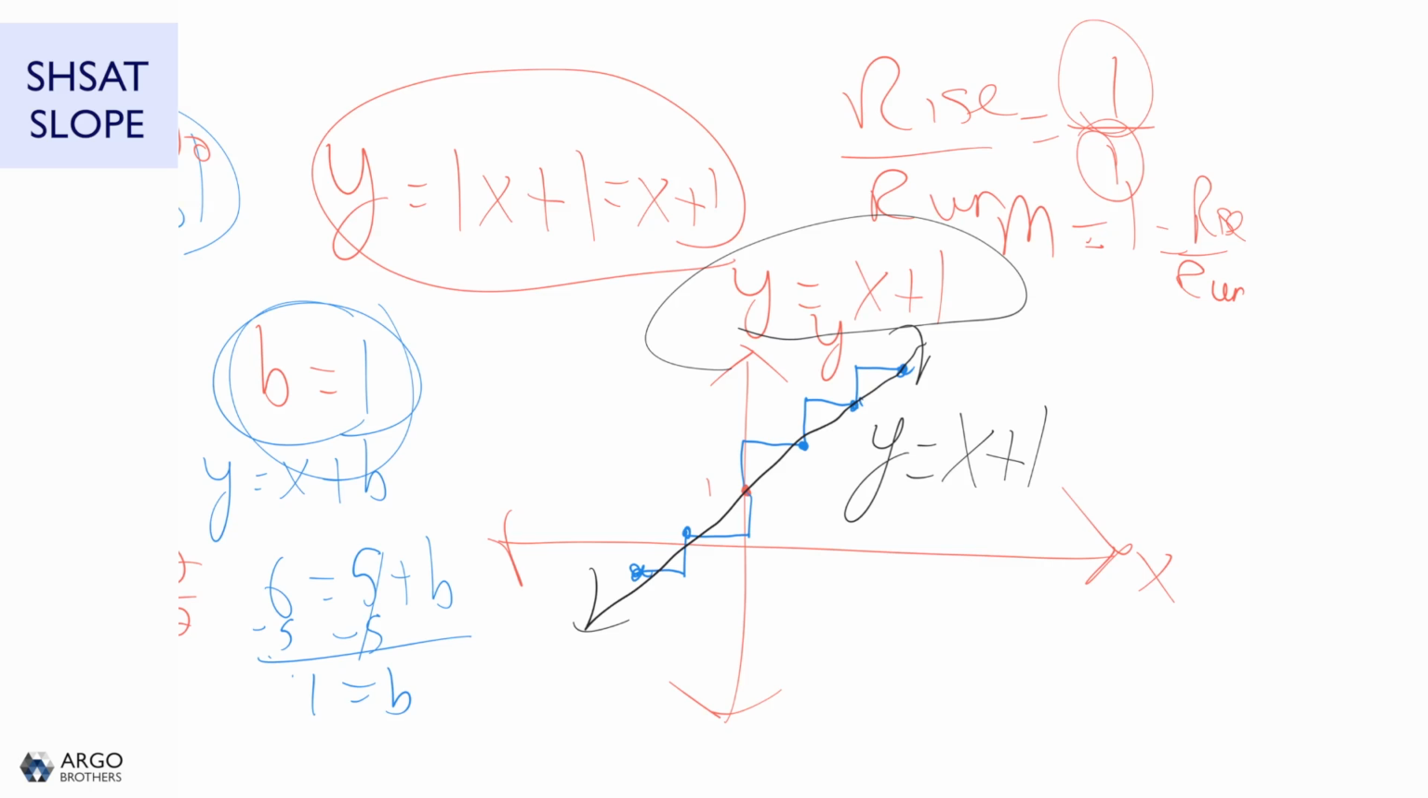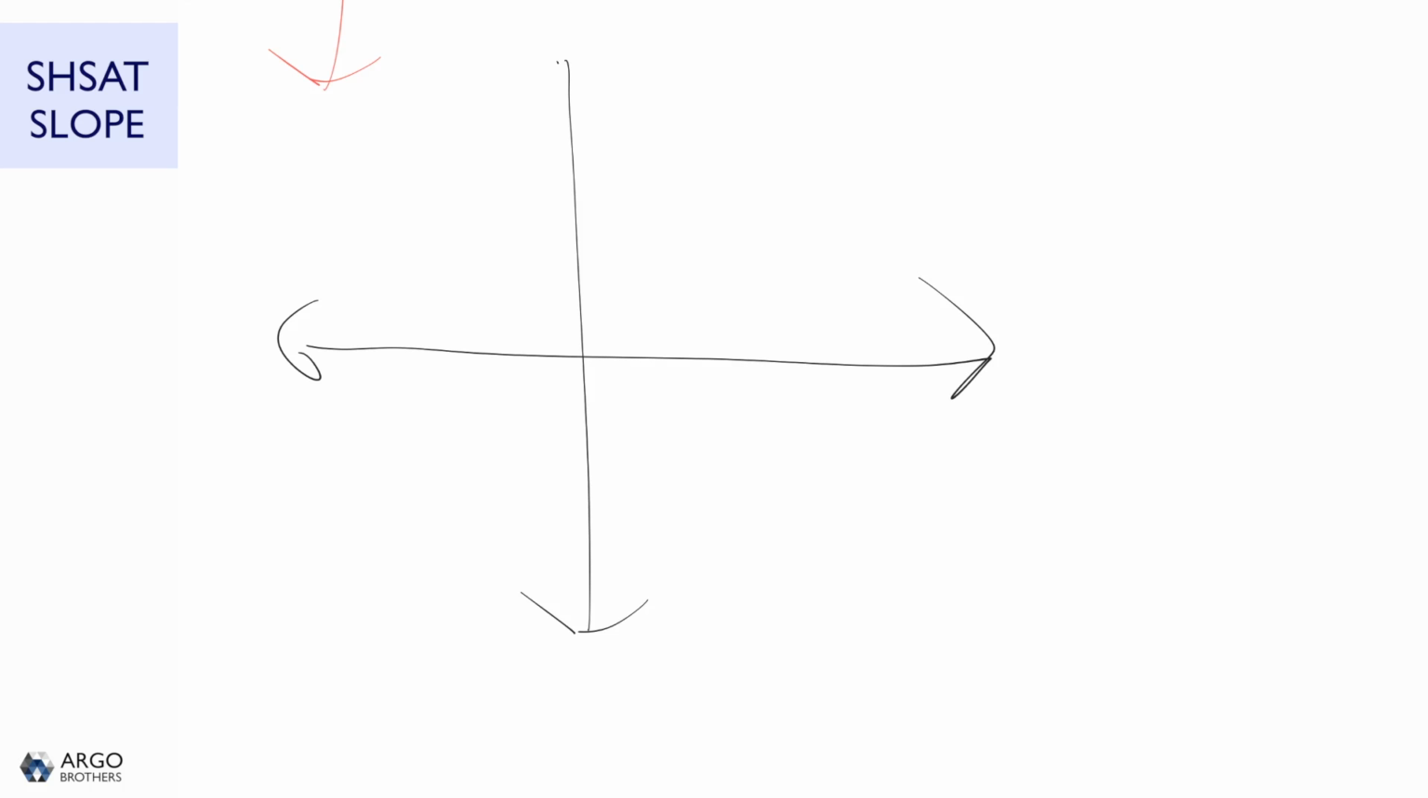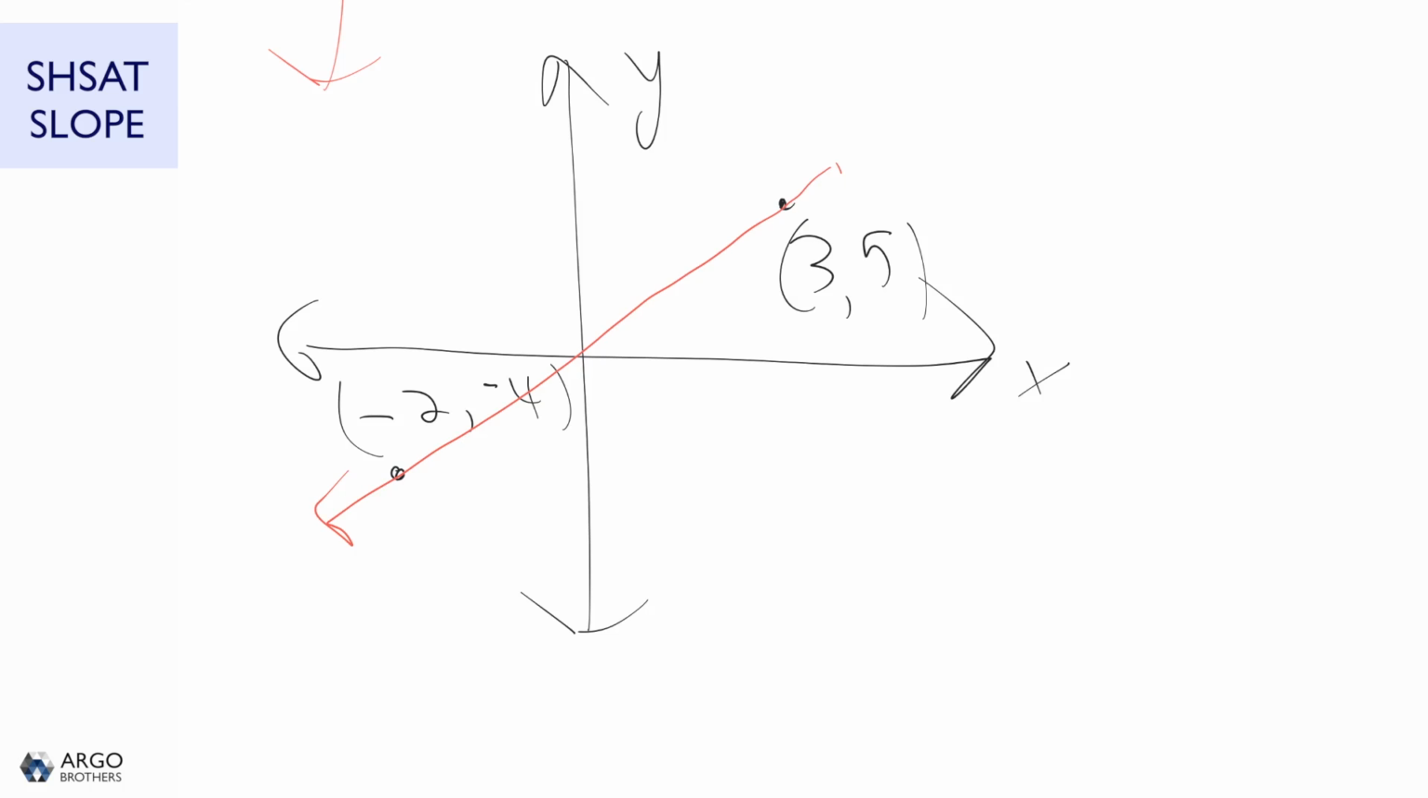Awesome. Let's try another example of this. So I'm going to give you 2 points, and I'm going to draw it on the coordinate axis this time. And so we have the point 3, 5, and -2, -4. So find the equation of the line, because if you do, you already know you're going to find the slope and the y-intercept.